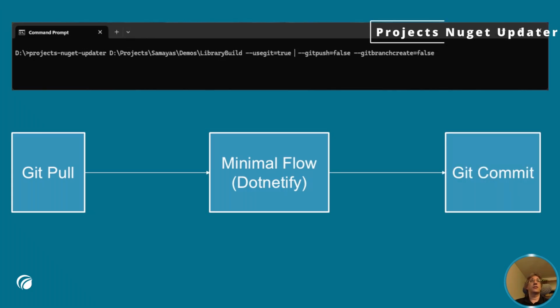If I push it one step further, well, it's almost the same. I still have use git to true, I still have my git push to false, and I still have my git create branch to false.